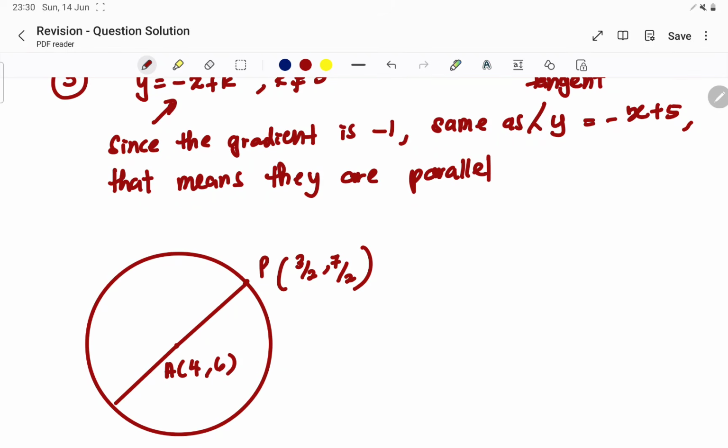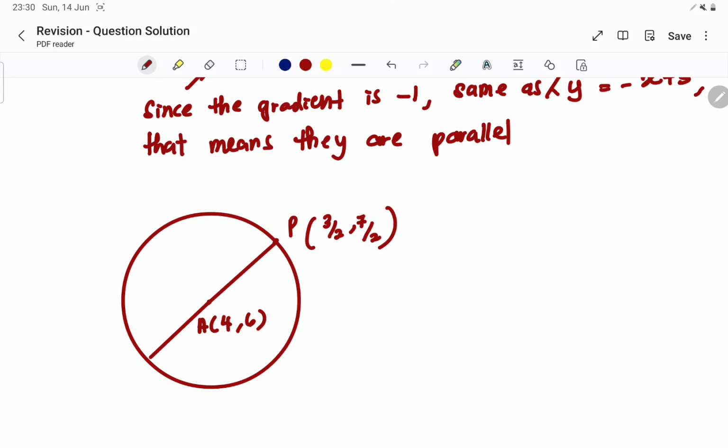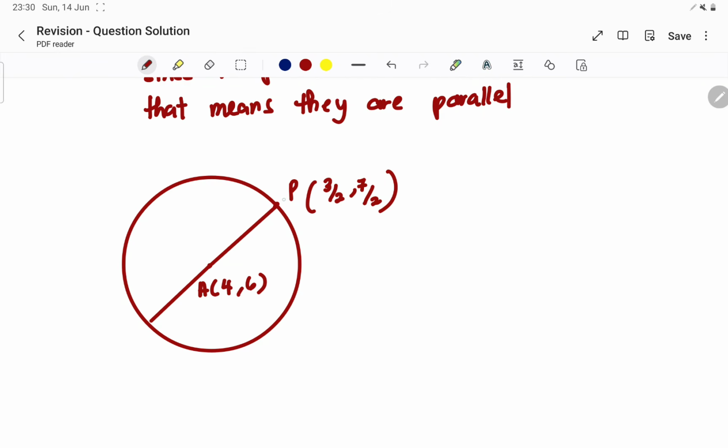Since they are parallel, it's easier for you to find the other point that is opposite to P, on the tangent that is parallel to the one at P. If this side is P, the other one is parallel to it, so it's easy for us to find this point, which I will call Q for now. The reason we have to find point Q is that we want to create the equation of the tangent first. So how do we find Q?